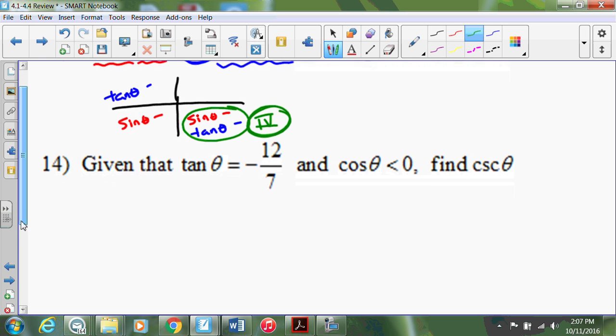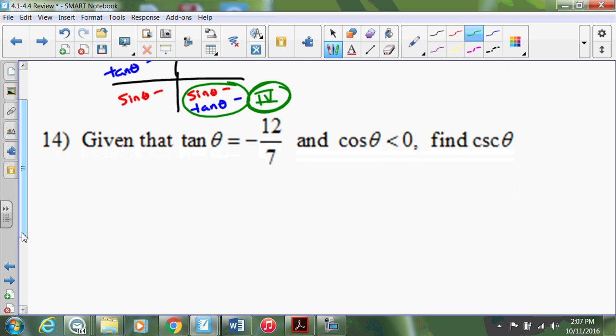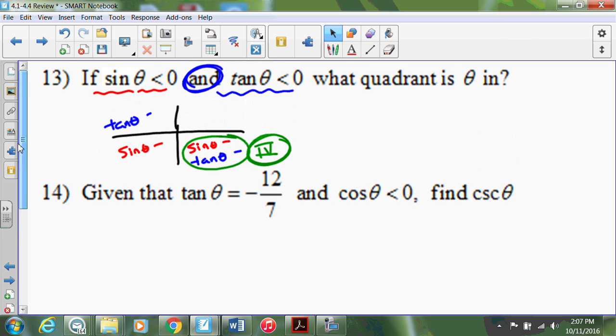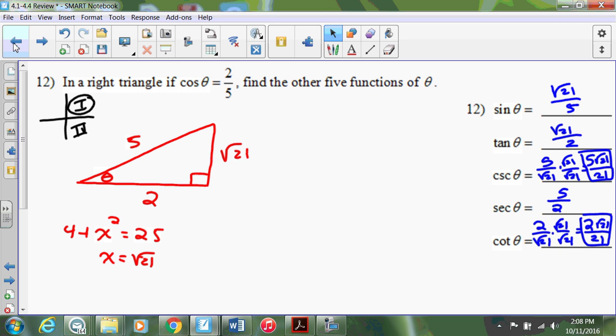All right, given that tan theta is negative 12 over 7 and cosine theta is less than 0, find cosecant theta. Lots of stuff right now. I don't know if you've noticed, but we have two things going on. And this is really, really interesting. I want to go back just for a second. It's almost like the practice test, the review, really is taking us down from the 4.1 problems all the way through, just progressing.